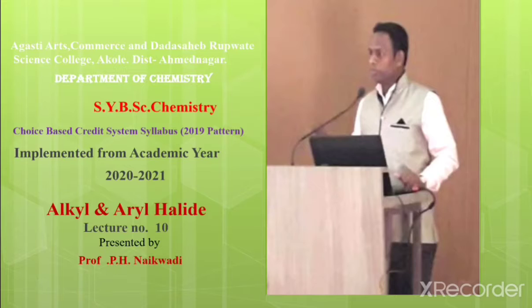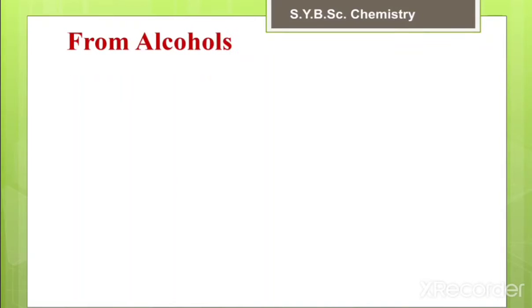Okay, let us start the alkyl halide. First, from alcohol. Friends, the alcohols are easily available in all sizes and shapes. Therefore, the most common method for the preparation of alkyl halide in the laboratory is by replacing the OH group by X, that means halogen. Alkyl halides are never prepared by direct halogenation of alkanes, as it generally gives a mixture of isomers.